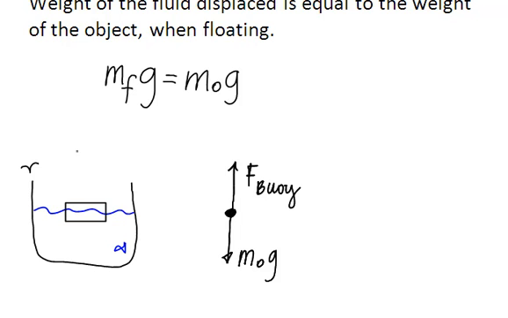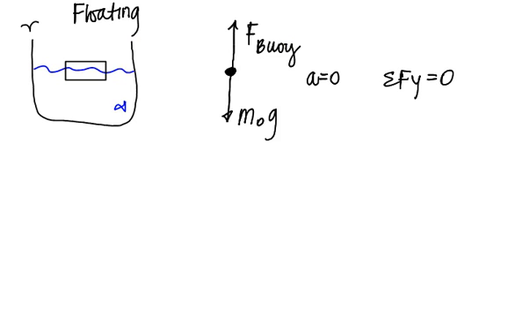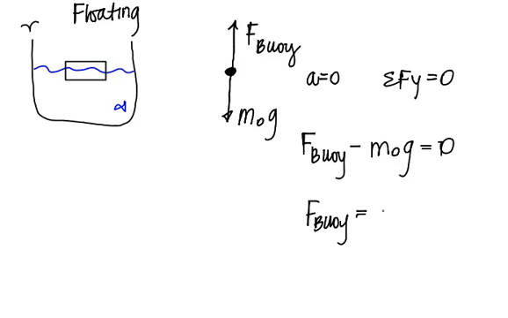So if this object is floating, is it accelerating? So the acceleration is 0. So what's the sum of the forces then? So when you sum the forces in the y direction, they equal 0. What are our forces then? F buoy minus m object g is equal to 0. How about that? So then F buoy would equal m object g.